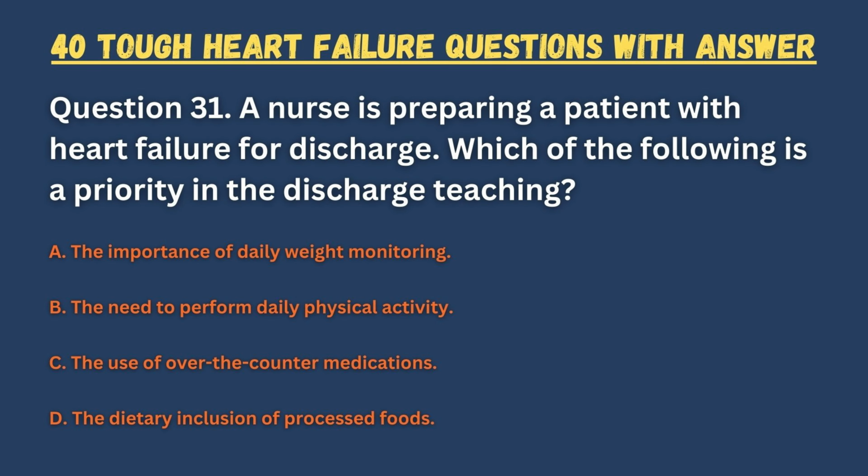Question 31. A nurse is preparing a patient with heart failure for discharge. Which of the following is a priority in the discharge teaching? A. The importance of daily weight monitoring. B. The need to perform daily physical activity. C. The use of over-the-counter medications. D. The dietary inclusion of processed foods.